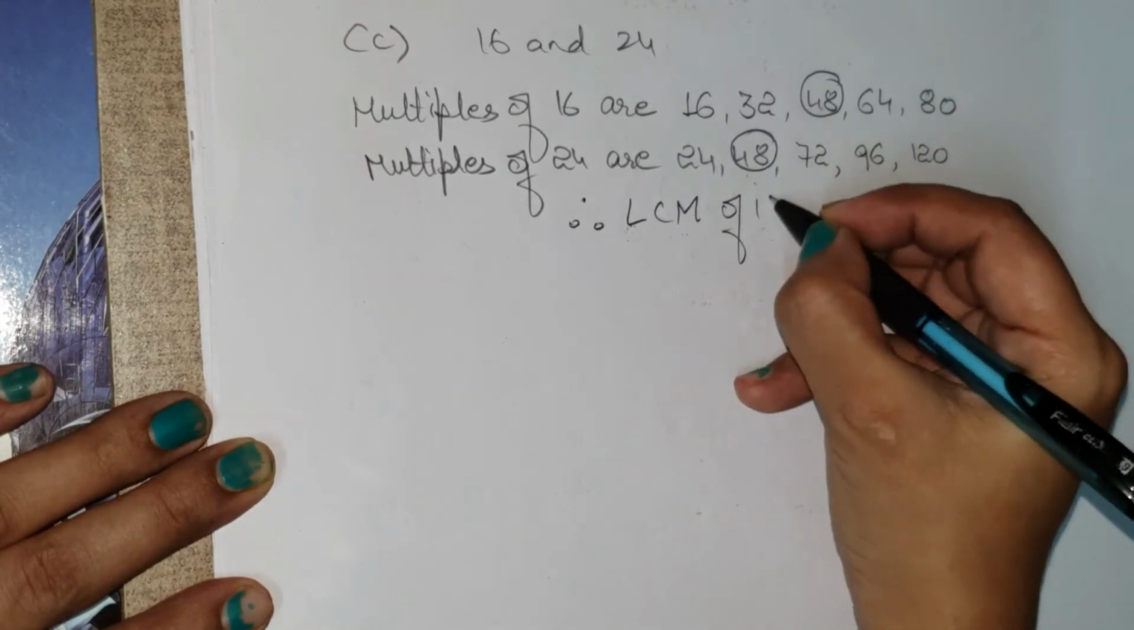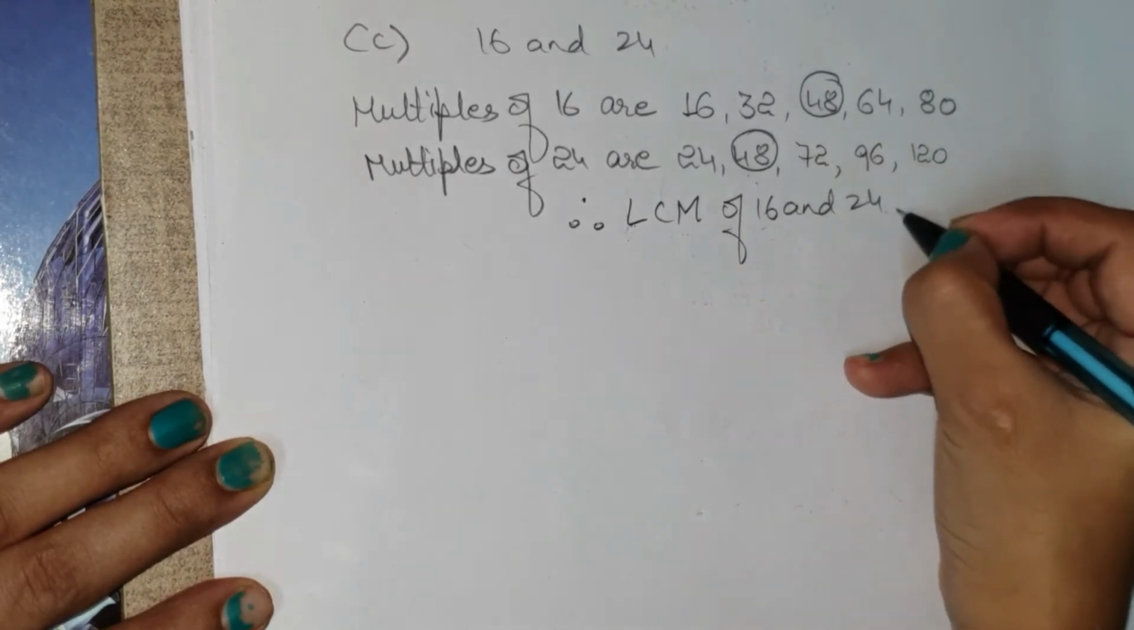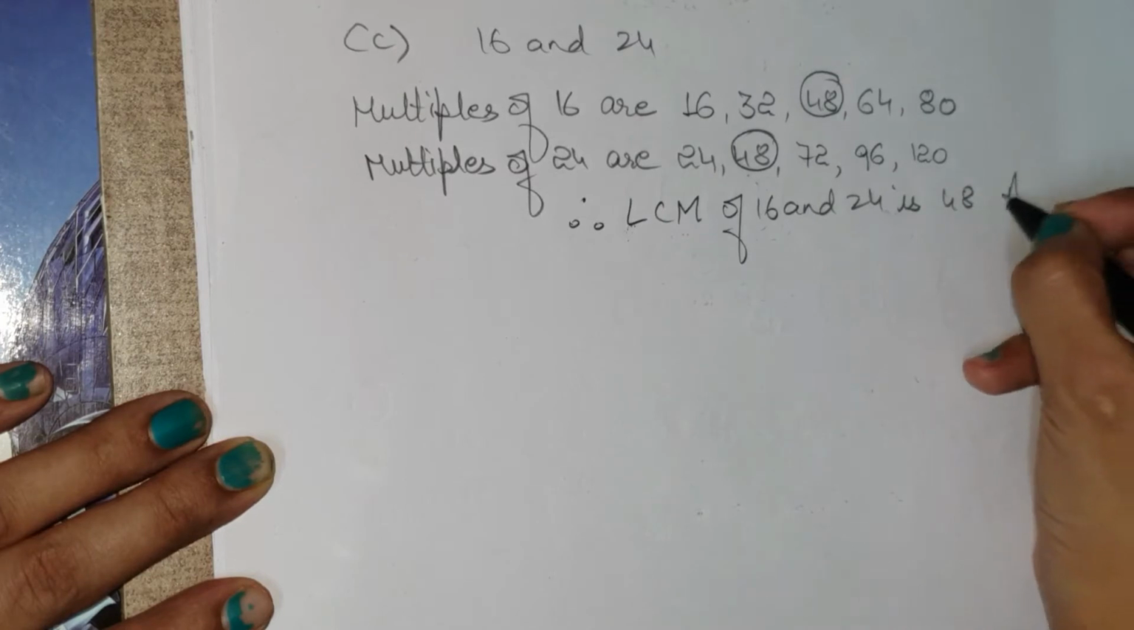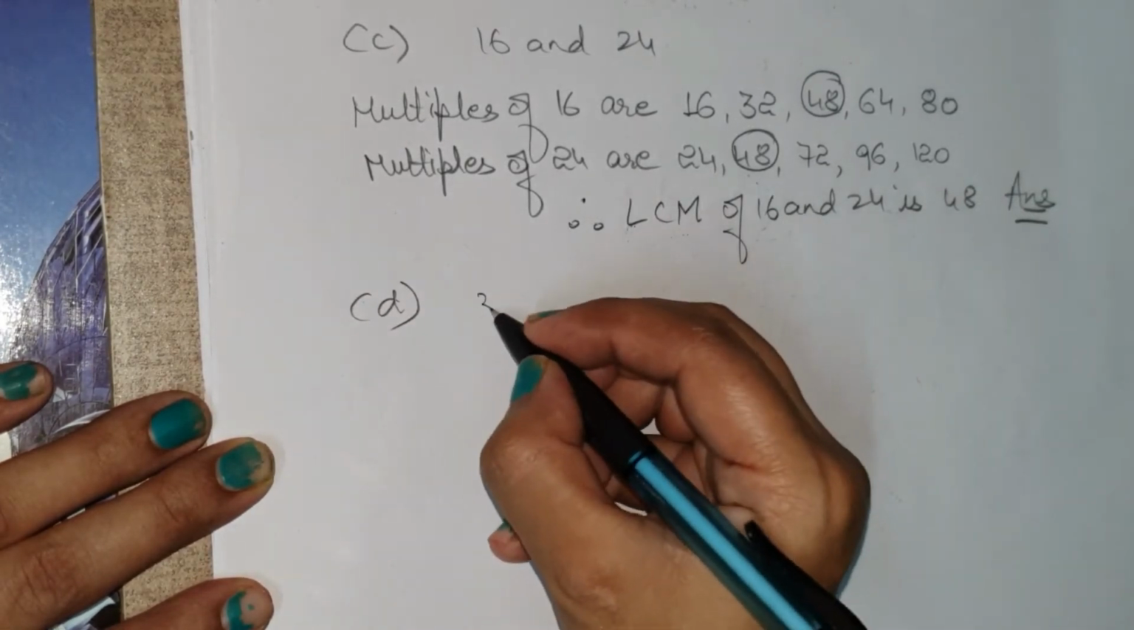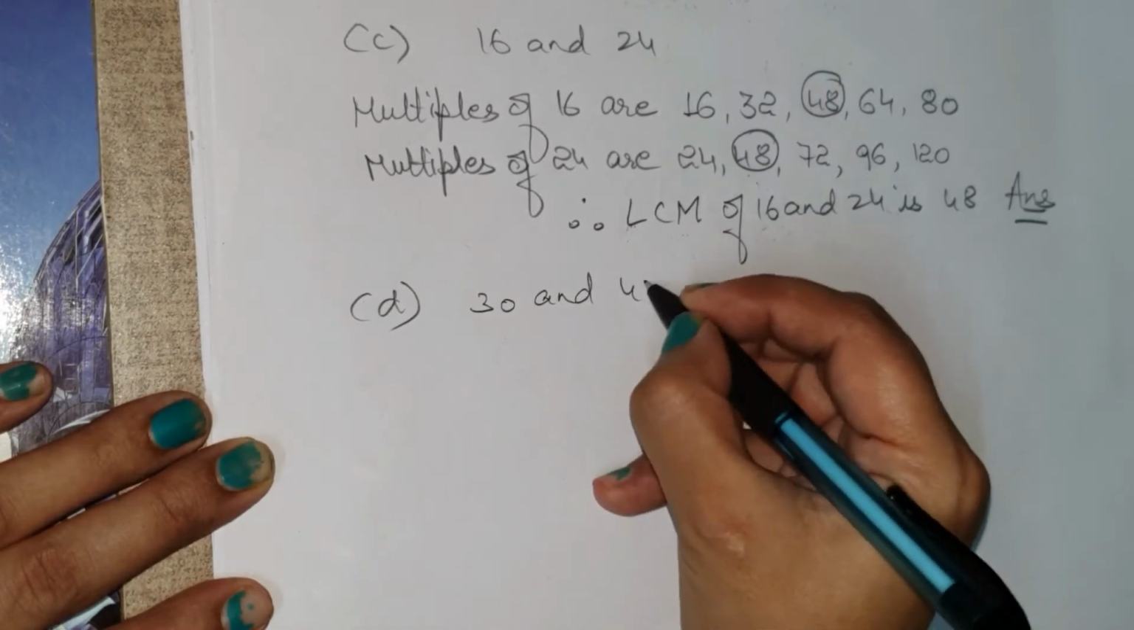So LCM of 16 and 24 is 48. Answer. Okay. Now let's move on to D part. It is 30 and 45.